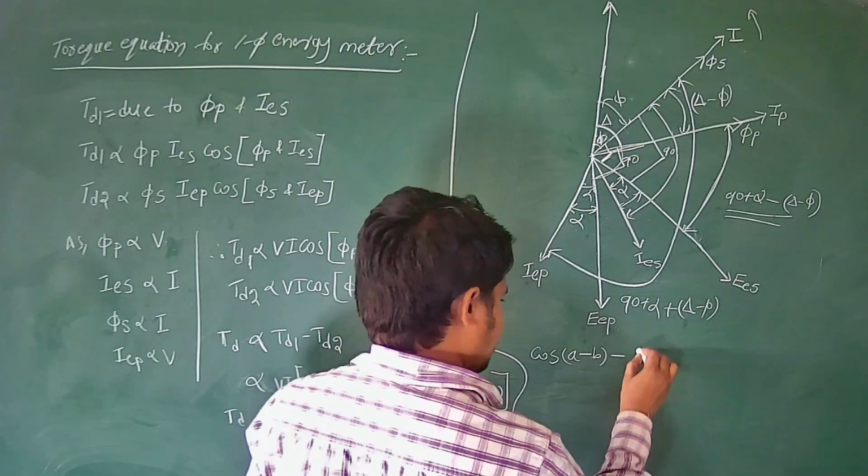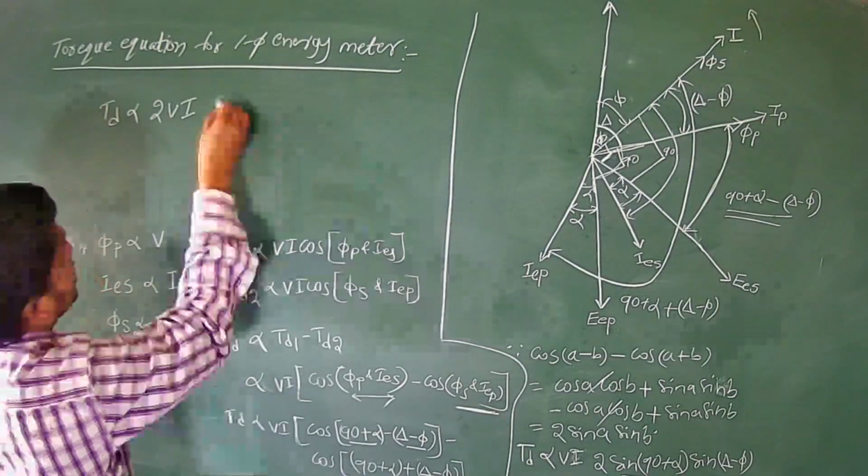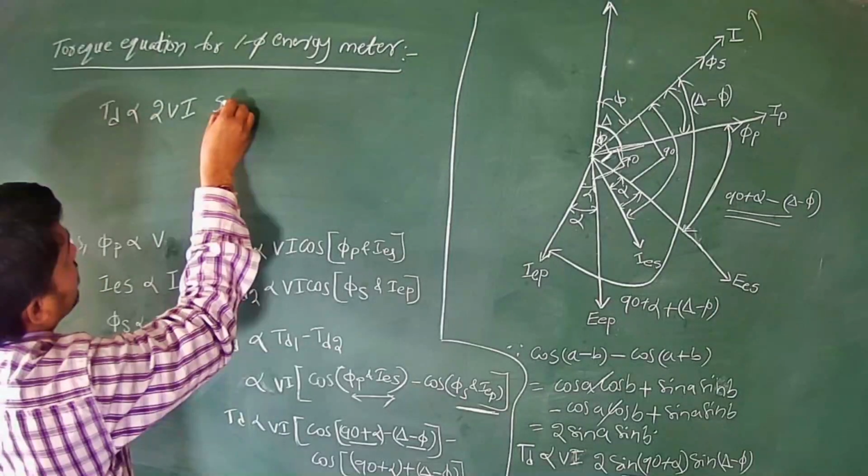So this torque expression can be written as TD proportional to 2VI, sin 90 plus alpha. Sin 90 plus theta is cos theta; 90 plus theta is in the second quadrant, so the sign is adjusted accordingly. So cos alpha, and sin delta minus phi.